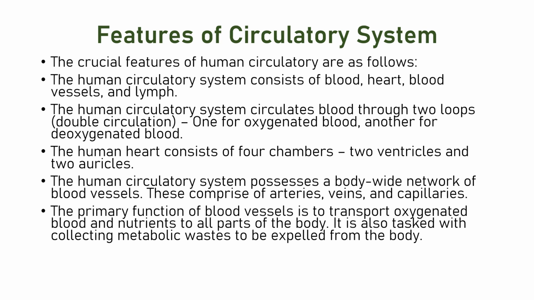The primary function of blood vessels is to transport oxygenated blood and nutrients to all parts of the body. It is also tasked with collecting metabolic waste to be expelled from the body. So metabolic waste or nitrogenous waste should be collected by blood and eliminated from the body, right? All nitrogenous waste is taken to the kidney, which we are going to do further in the excretory system, and how these waste products are thrown out from our body, because they are very harmful for our body, right?